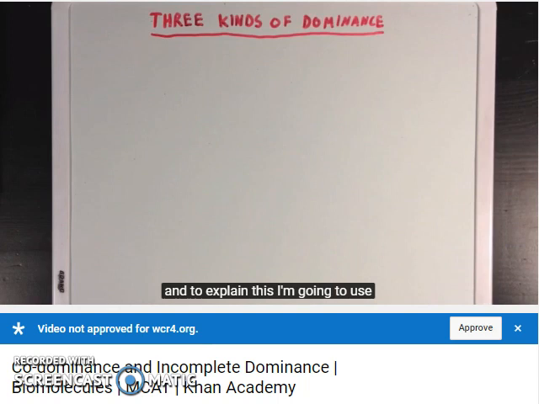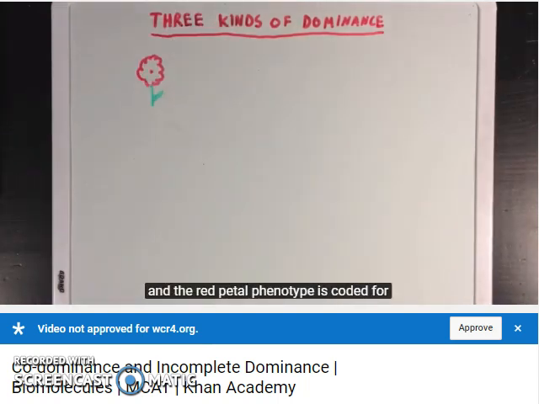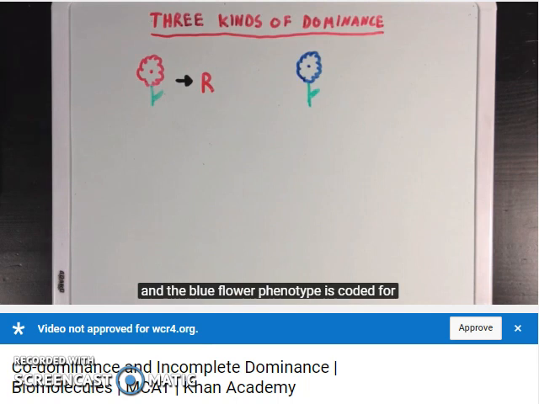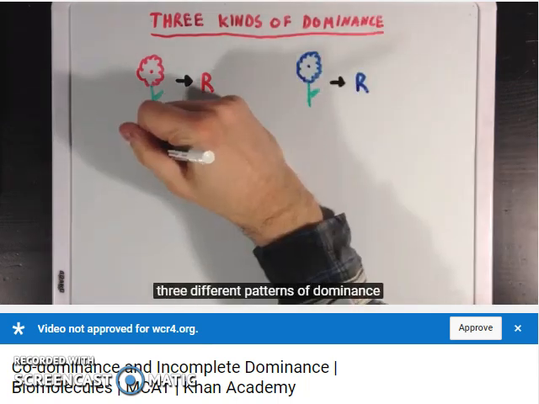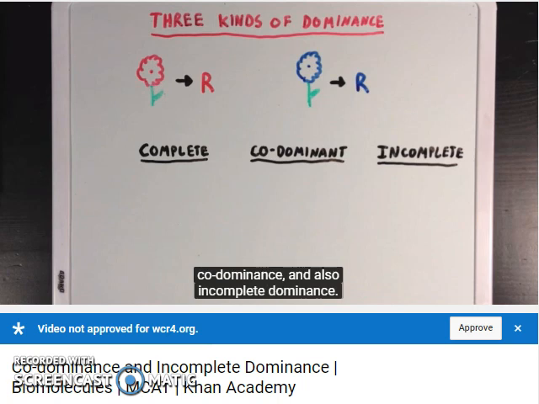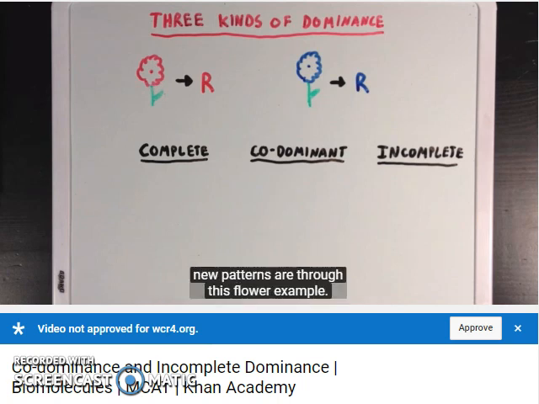To explain this, I'm going to use a different example. Let's say we have this flower, and the red petal phenotype is coded for by the red R allele, and the blue flower phenotype is coded for by the blue R allele. I'm going to introduce three different patterns of dominance: complete dominance, which you've already heard of, codominance, and also incomplete dominance. I'm going to explain what these two new patterns are through this flower example.